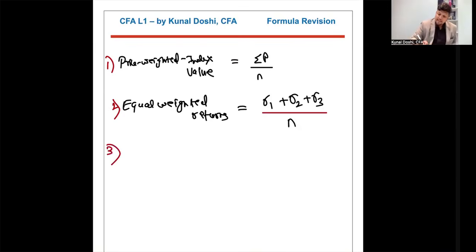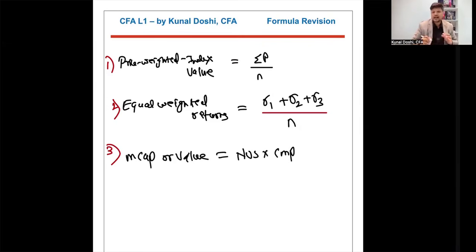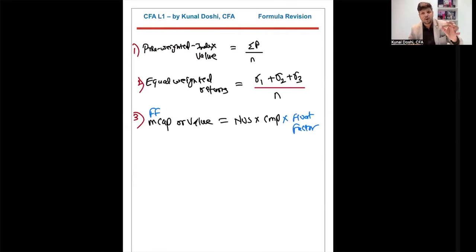My favorite is market cap because most of the indexes in the world are market cap. Now, market cap is also called value weighted. First of all, what is the formula of market cap? Market cap is number of shares times the current market price. But what if they give you free float? If they say free float market cap, then you will have to multiply with the float factor. Everyone, float factor will be provided to you.